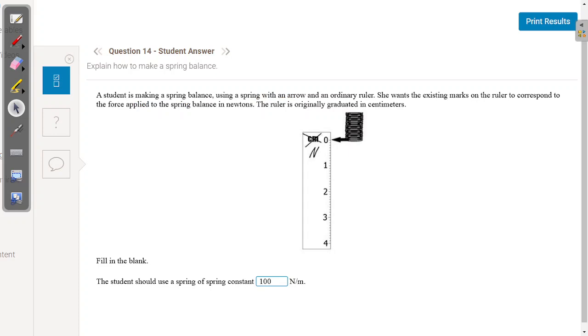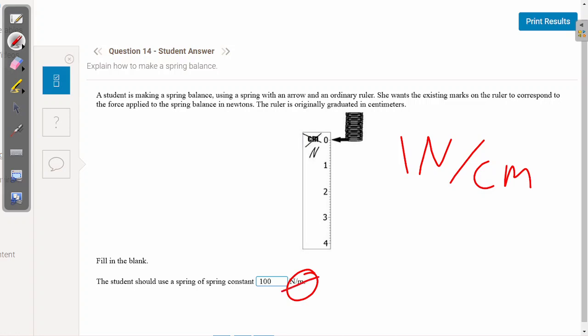Okay, a student is making a spring balance using a spring with an arrow and an ordinary ruler. She wants the existing marks on the ruler to correspond to the force applied to the spring balance in newtons. The ruler is originally graduated in centimeters. So basically, she wants 1 newton per centimeter, right? But here they want it in meters.